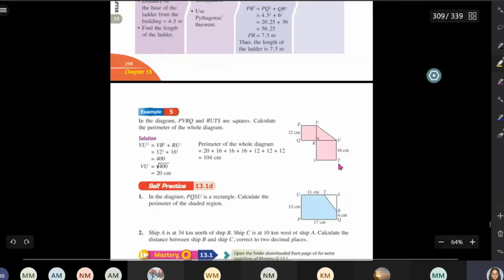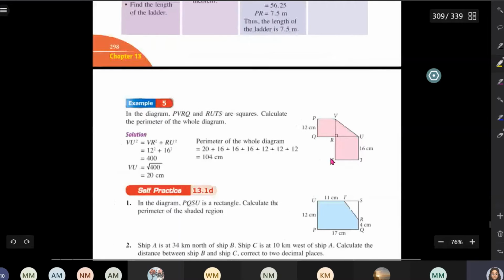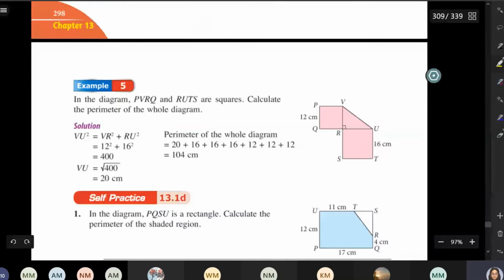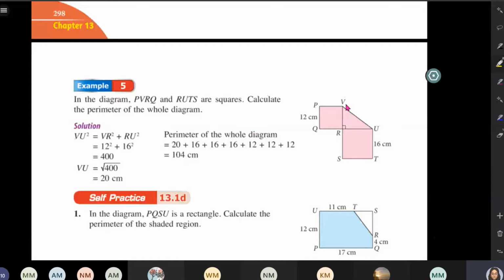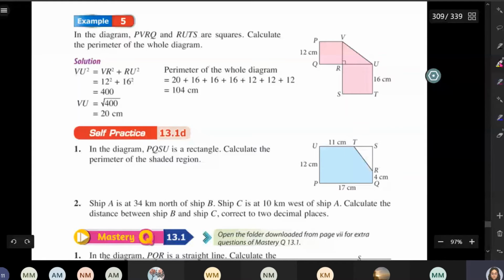Alright guys, because you didn't hear the whole part of that example, now I'm going to do example 5 for you. So we will do example 5 together. The answers are here, but I'll just go through the answers with you. So example 5, in the diagram we have PVRQ. So where is PVRQ? Dengar you read, tapi in the diagram you kena identify mana. So here you may also use a pencil or a color pencil. So PV. So PVRQ.